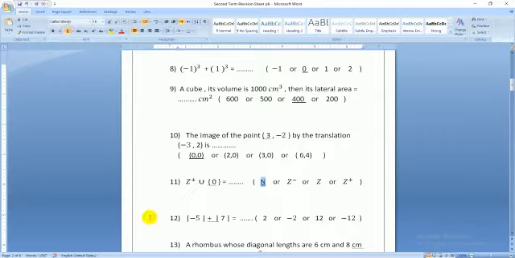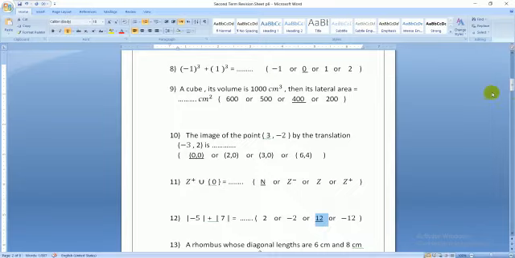Number 12. Absolute negative 5 plus absolute 7. Absolute negative 5 equals 5, plus absolute 7 equals 7 as it is. We said absolute flies or cancels the negative sign. So negative 5 absoluted will be 5. 5 plus 7 equals what? Yes, it's very easy, 12.